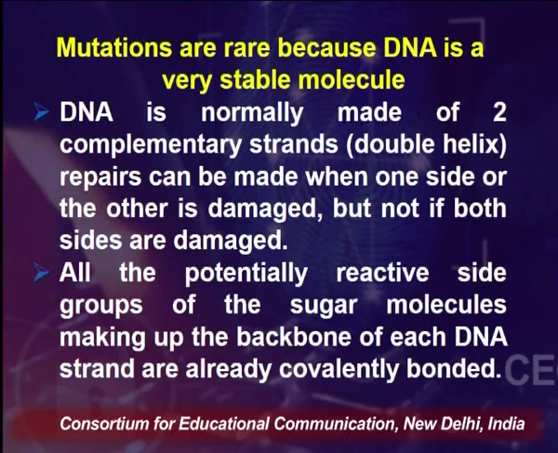All the potentially reactive side groups of the sugar molecules making up the backbone of each DNA strand are already covalently bonded. So, when we talk about DNA, we talk about pyrimidines and purines. We have 4 bases: A, G, T, C, adenine, guanine, thymine, cytosine. A always bonds with T and G always bonds with C. A forms a double bond with T and G forms a triple bond with C. That is how our DNA structure, a stable molecule, is made.